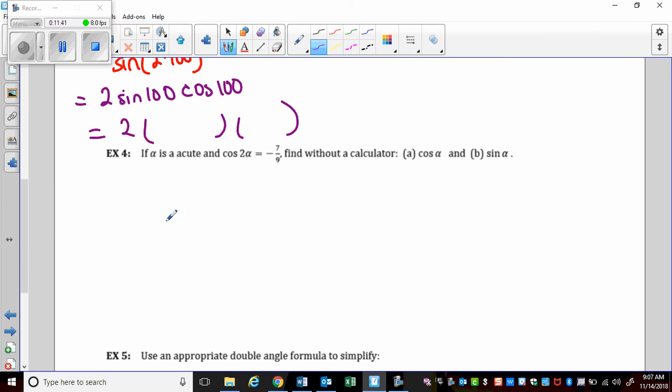It says if A is acute, less than 90, and cosine of 2A equals negative 7 over 9, find without a calculator cosine of alpha and sine of alpha. So we're going to find cosine of alpha.